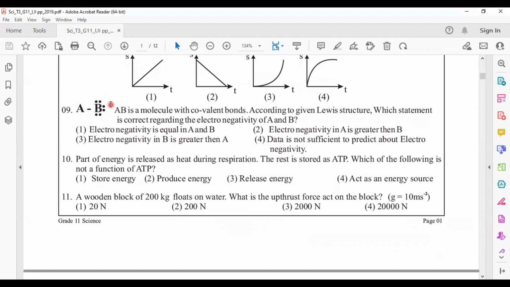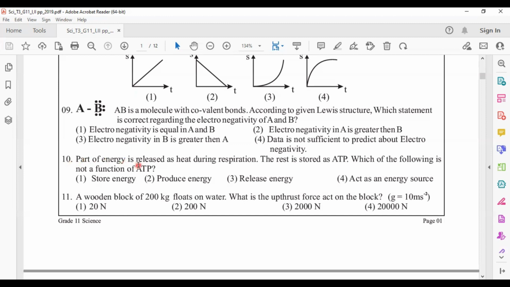By the number of electrons in the outer energy level, we can predict the group of that element. This is in group 7. We know the group 7 elements have the highest electronegativity, so answer 3 is the correct one.